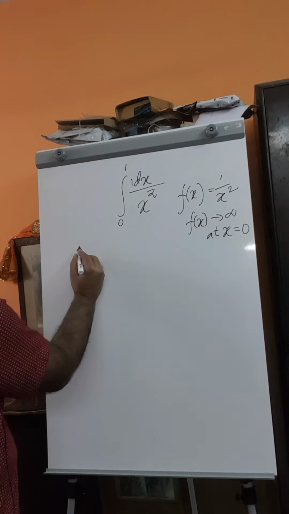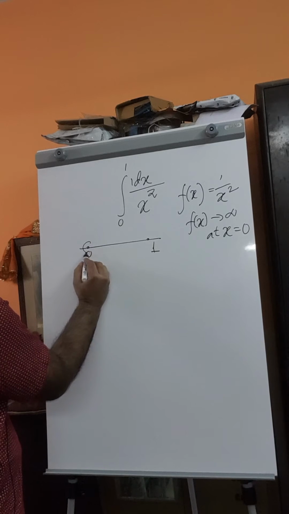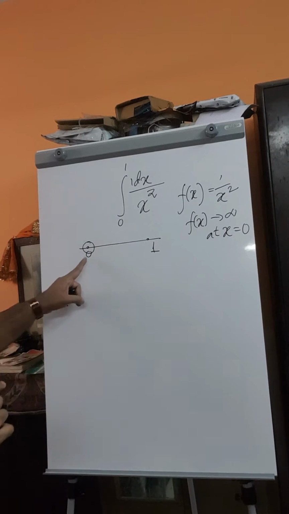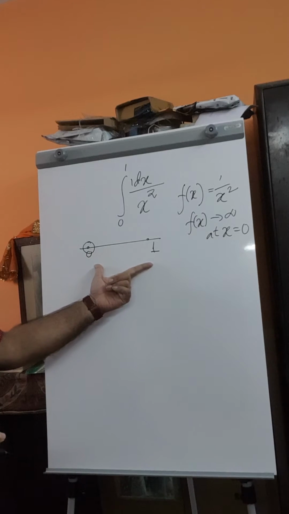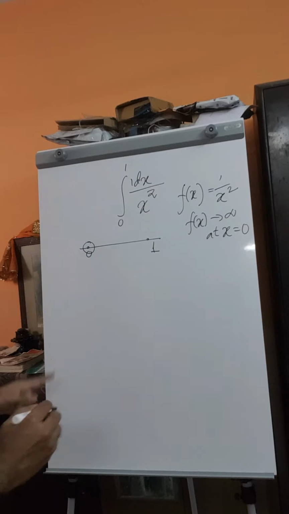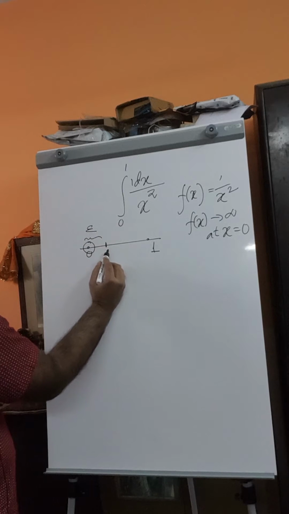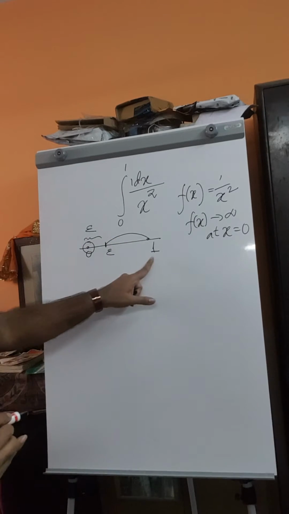So on the number line, if this is our range of integration 0 to 1, we have a trouble point at the point 0. So we have to cut a certain portion on the right hand side of 0. We cannot cut any portion on the left because the function f(x) is defined only between 0 and 1. We don't know the nature of f(x) beyond this. So we cut a portion here and say this length is epsilon. So this point becomes 0 plus epsilon. Now we consider the integration from epsilon to 1.